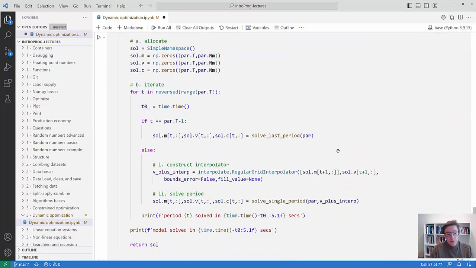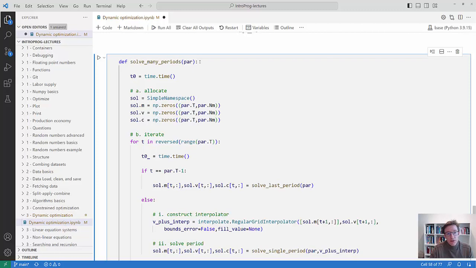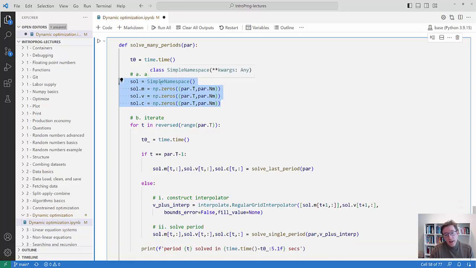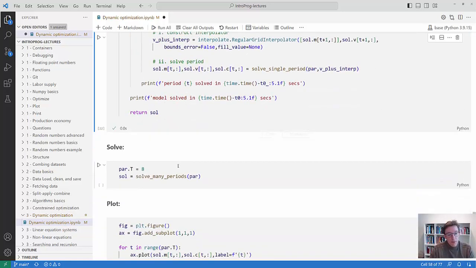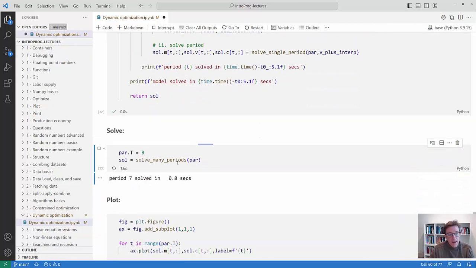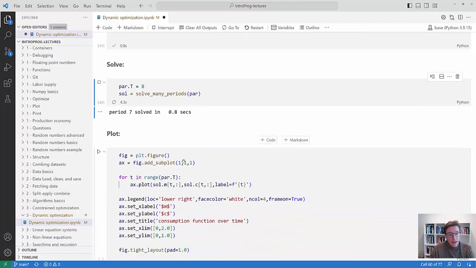And we can set this up in the following way, where we now have a function for solving many periods. We allocate a solution simple namespace where we will save what the grids and the value function and the consumption function are for each period and all our grid points. And then we will loop backwards through t. If we're in the final period, then we will solve the last period problem, but otherwise we will construct an interpolator and we will solve the single period problem. So we will just go backwards in time by doing this, and that will gradually step back into the first period.